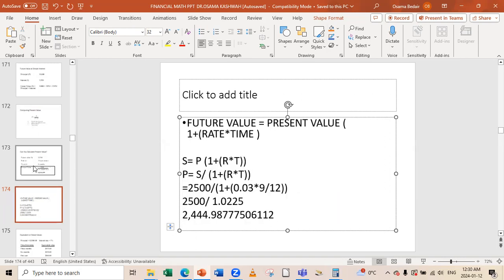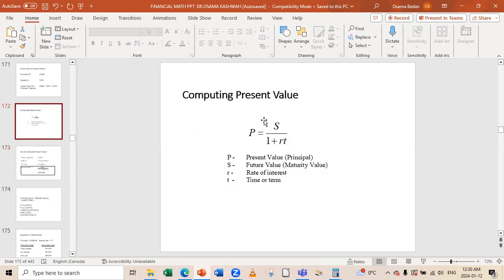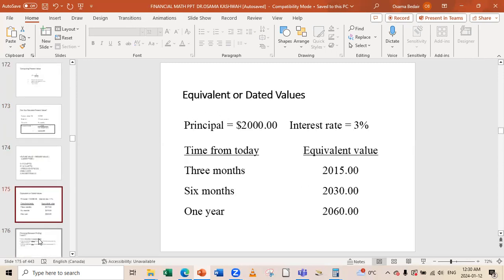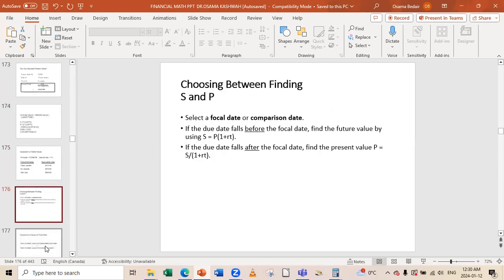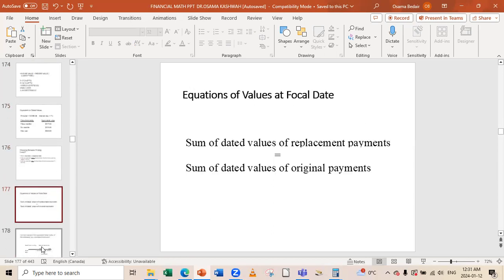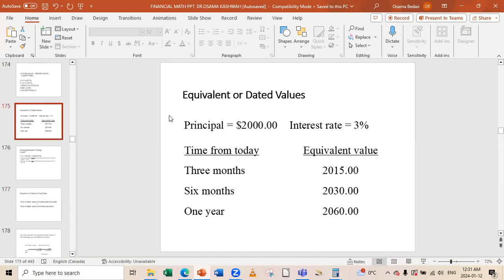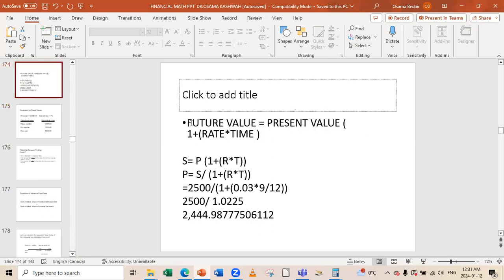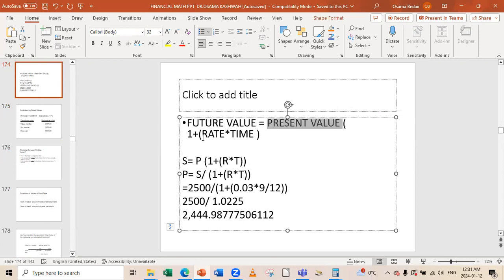The most important thing to understand in this relation is what I showed at the start. S equals P times 1 plus RT, then P will equal S divided by 1 plus RT. That is how to do the relationship, and we have to calculate the amounts of the future value and the present value. Shall we go to the next part. Thanks so much. Don't forget that the future value will equal the present value multiplied by 1 plus the rate times the time.